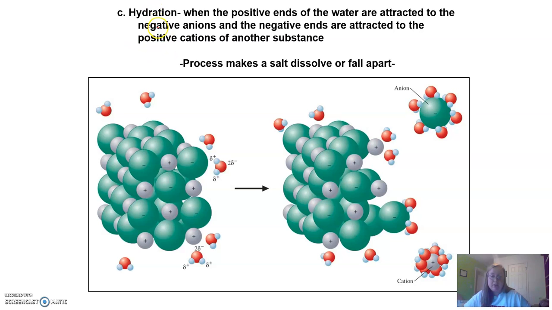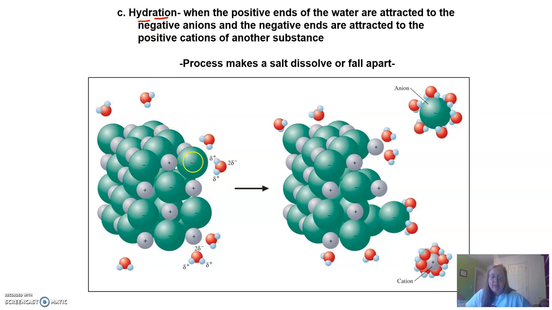Now, we have talked about this in Chem 1. We even mentioned it last unit, but maybe not using this term. And so hydration, the term hydration, means exactly what I was saying. It's when the positive ends of the water are attracted to the negative anions and the negative ends of the water are attracted to the positive cations of some other substance. This is exactly how a salt molecule or any ionic compound has the ability to dissociate or to break apart, dissolve, fall apart, break into ions. All those things mean the same. And the process by which this dissociation happens is also called hydration.